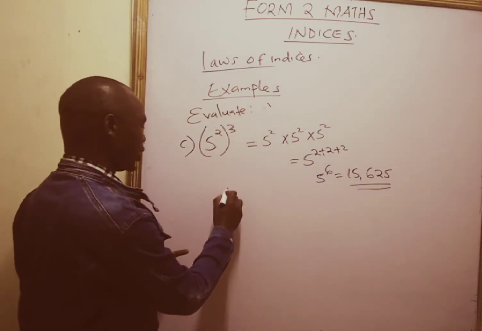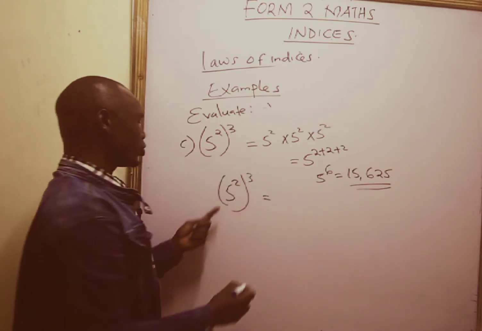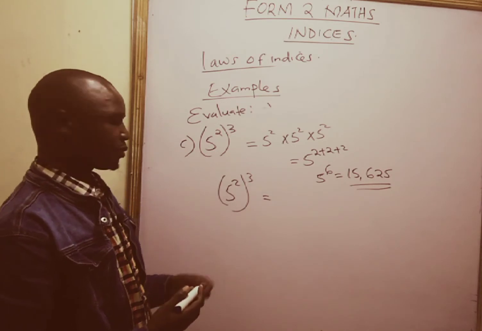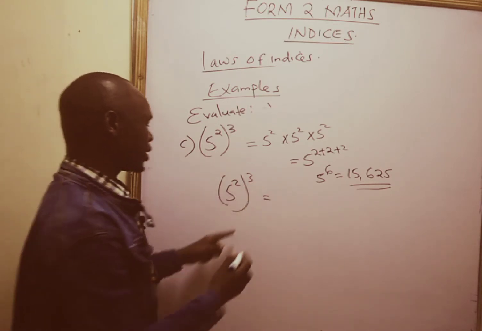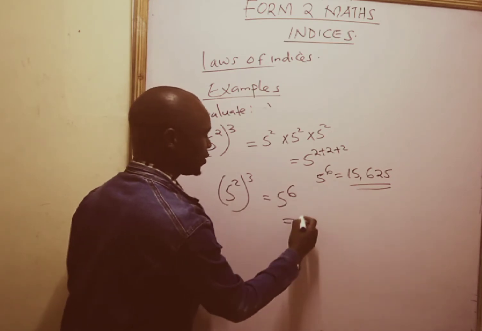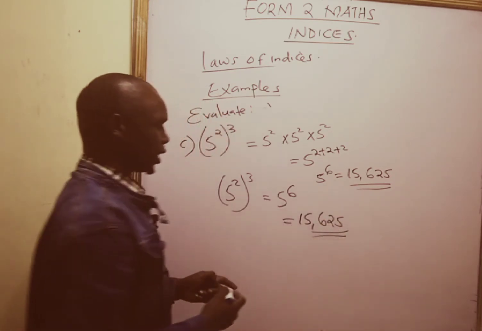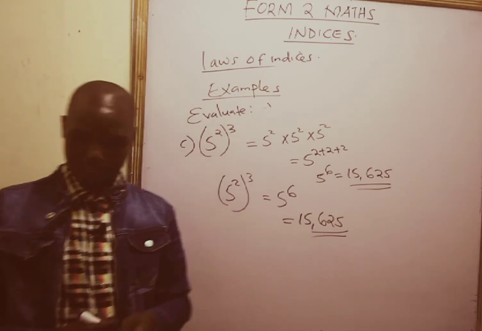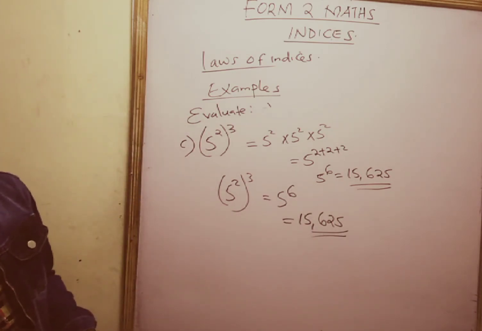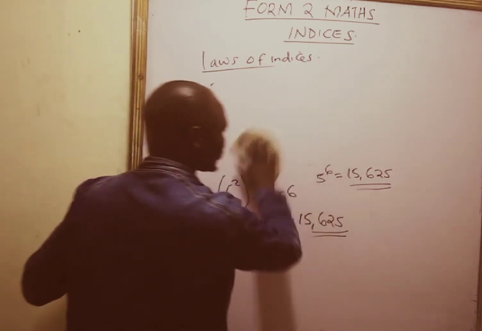Alternatively, 5 squared raised to power 3, what you do, you simply need to open up the bracket by taking 2 multiplied by 3, giving us 5 power 6, and 5 power 6 will give us 15,625 as our final answer. Let us look at example number 2.